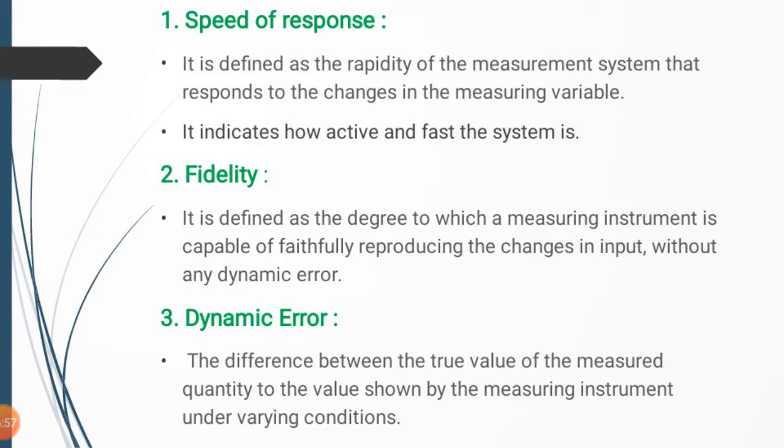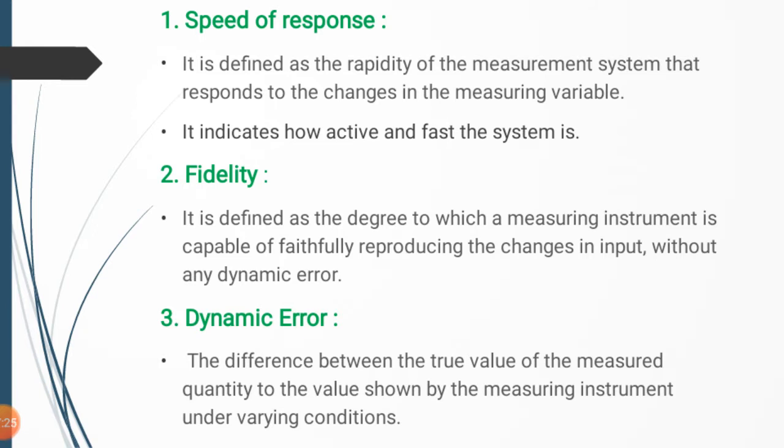So there is a difference, and this is the measurement of that temperature under varying condition. We measure the value of the temperature under varying condition, and we have some standard value for that temperature. There is a difference between these two values, and this difference is known as the dynamic error. This is about the dynamic error.